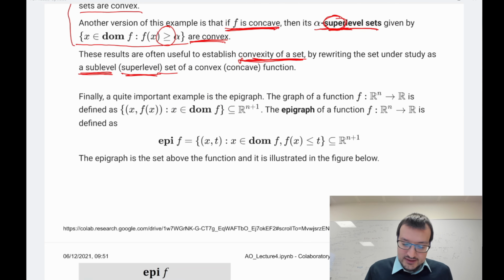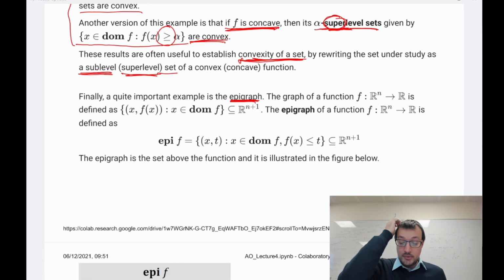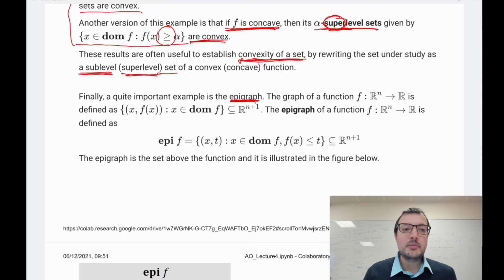The last important example, and this is very important because it justifies the relation between convexity of sets and convexity of functions, is that of the epigraph. So this is the last important example, the epigraph, and it is actually very important also in practice. We will see various convex optimization problems that are solvable once we rewrite them in the so-called epigraph form.